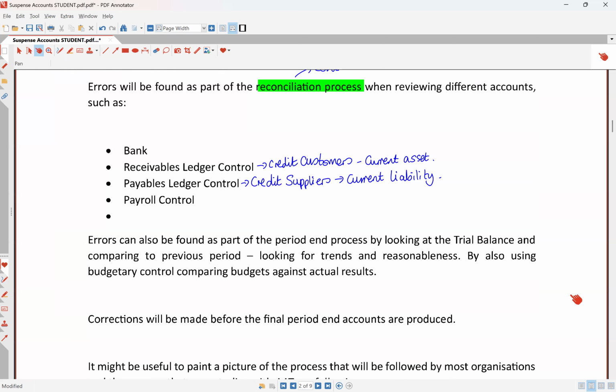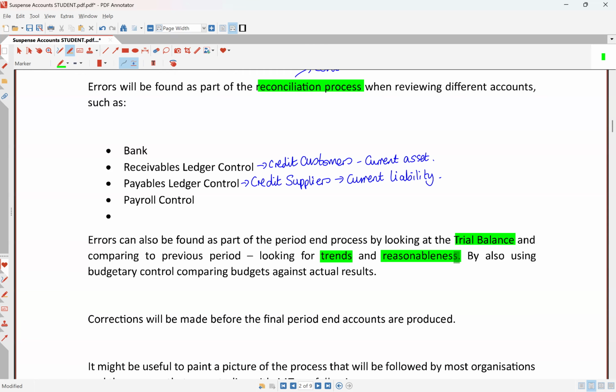Now, how else do errors actually arise? Well, sometimes you can find errors because you review the trial balance. So at the end of the period, you pull off a list of your debits and a list of your credits. And sometimes you look back. Some organisations will look back at previous periods and say, okay, this figure was very different to last month. Why is that? Often that's done as part of month-end processes. They might suddenly say, oh, my non-current asset figures shot through the roof, but we haven't bought any assets. Why has that happened? So by doing that comparison, we can look for trends and what we call reasonableness. Does the figure look right? Is it what we expected?